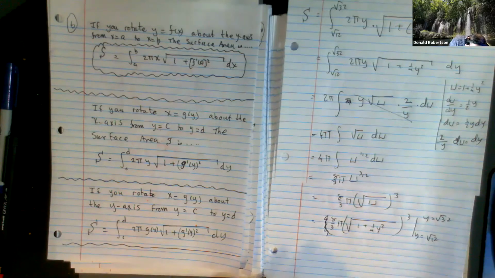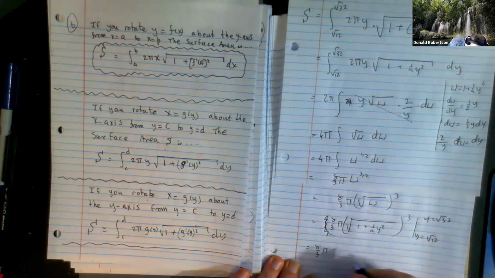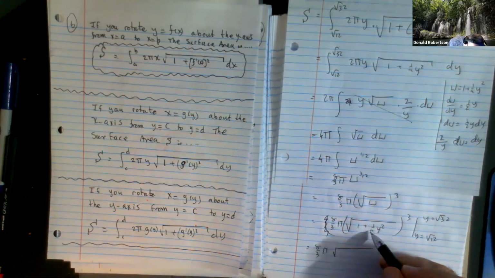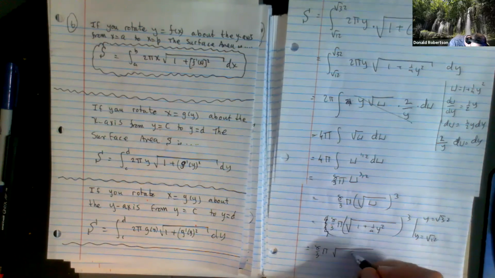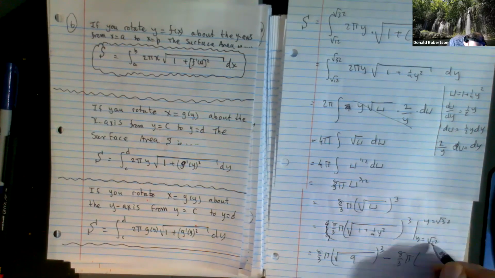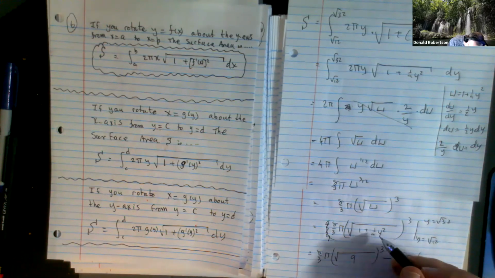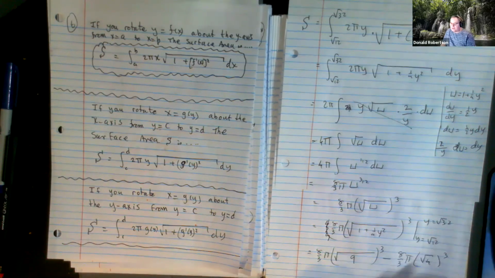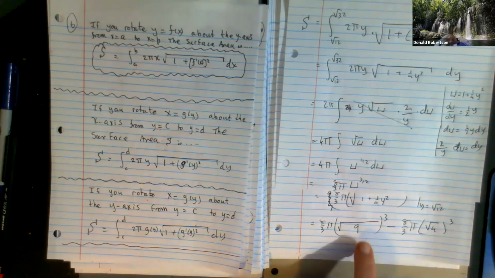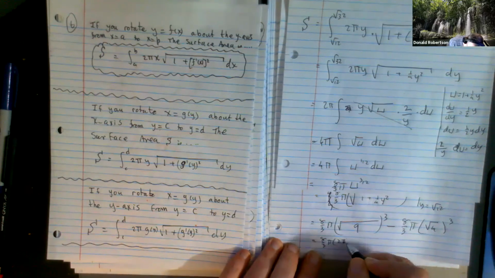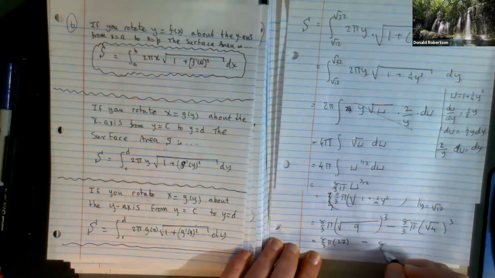That's going to get me 8/3 pi. Plug in the square root of 32. Well, square root of 32 squared is 32. 1/4 of 32 is 8. 1 plus 8 is 9, so you get the square root of 9 cubed. Take away, plug in root 12. Root 12 squared is 12. 1/4 of 12 is 3. Oh, isn't that nice? You see how nice those numbers came out? That's basically 3. 3 cubed is 27. So I have 8/3 pi times 27, take away 8/3 pi times 8.